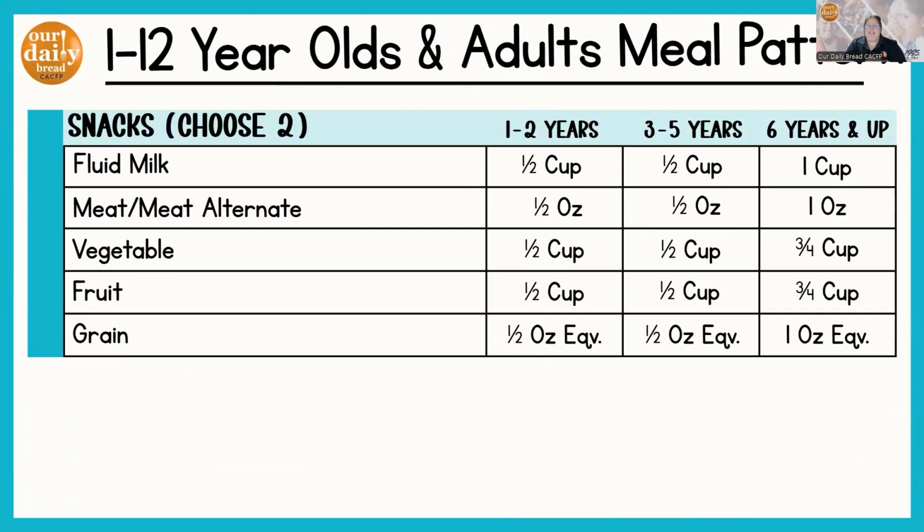And then we have snack, where you choose 2 different components. So you can mix and match this any way you would like, whether that's a grain and a vegetable, a meat and a fruit, or a milk and a grain. You can mix and match these any way. We just want to make sure that you're serving 2 different. You can't serve 2 grains or 2 vegetables. This one you have to choose 2 different components.